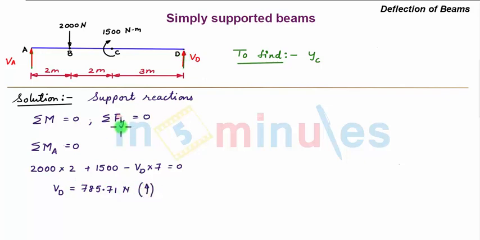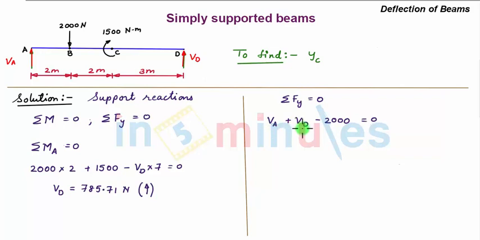Now let us apply the second static equilibrium equation, which is summation of Fy is equal to 0, that is summation of all vertical forces is equal to 0. Our sign convention is all upward vertical force is positive, all downward vertical force is negative. So we have the first upward force VA and the second upward force VD. Then we have this downward force of 2000 Newton, so minus 2000. This summation of all vertical forces is equal to 0.